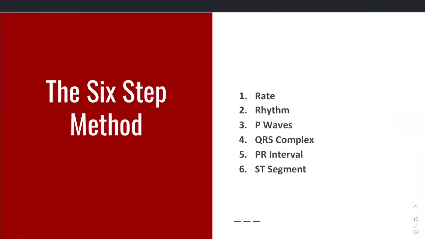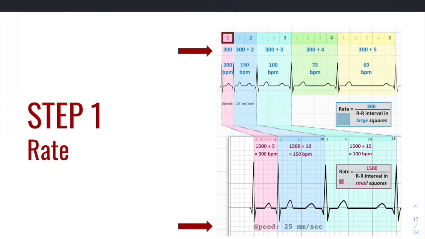So what is the crux of this? What do we use to determine ECGs? Well, we're using the 6-step method, which is an easy systematic way of keeping on top of reading your ECG. Whatever shows up there, you're always using this method to determine what's going on. Your 6 steps are rate, rhythm, P waves, QRS complexes, PR interval, and ST segment. We're going to get into how to use each of those 6 steps in determining what's going on with your ECGs. So step 1, rate.